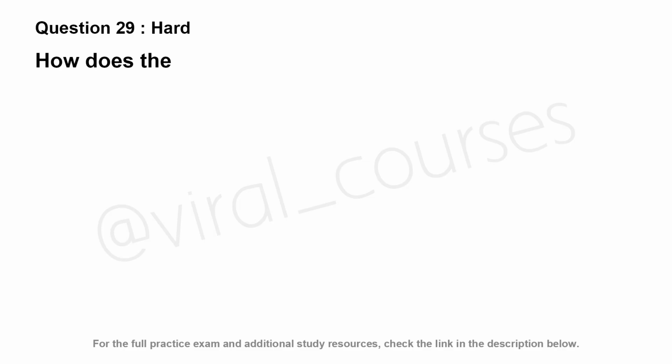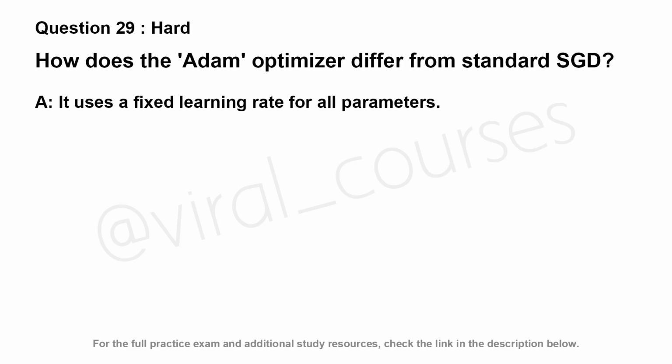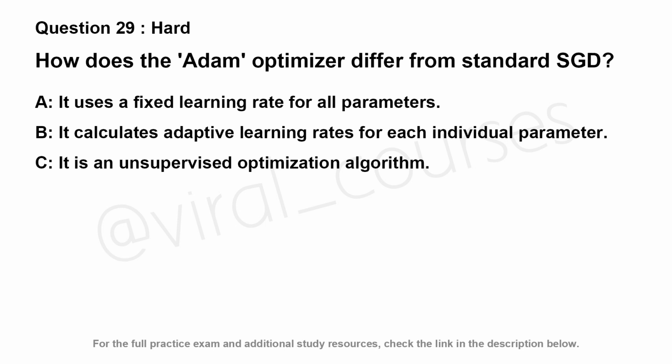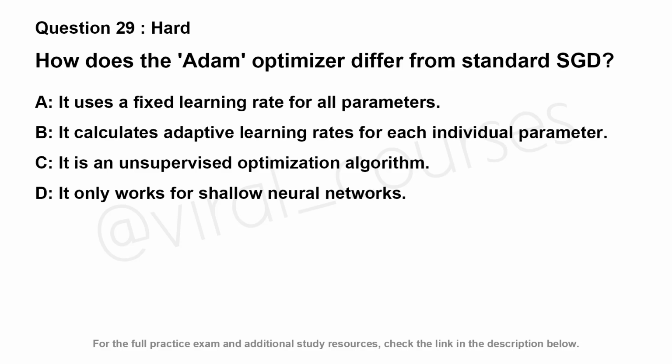How does the Adam optimizer differ from standard SGD? Option A. It uses a fixed learning rate for all parameters. Option B. It calculates adaptive learning rates for each individual parameter. Option C. It is an unsupervised optimization algorithm. Option D. It only works for shallow neural networks.